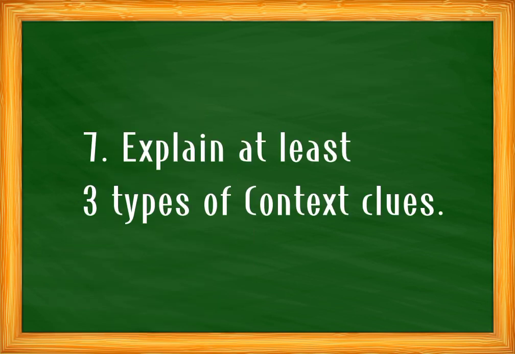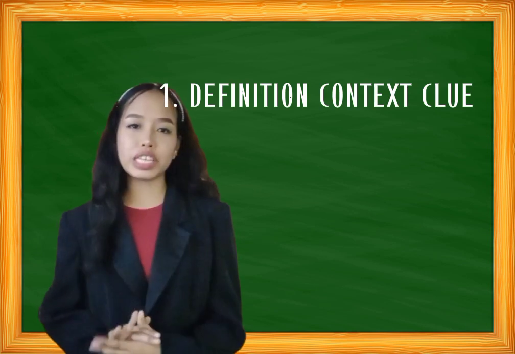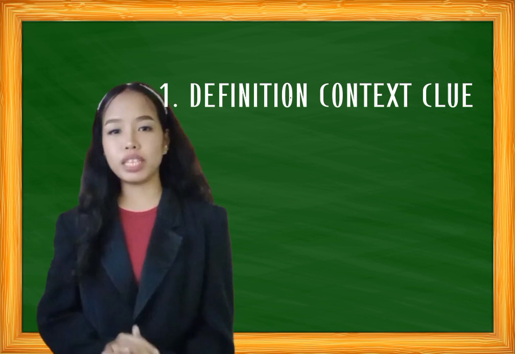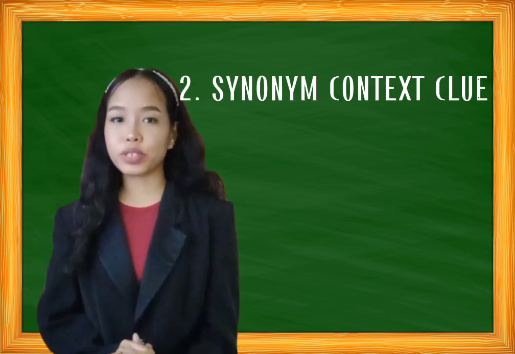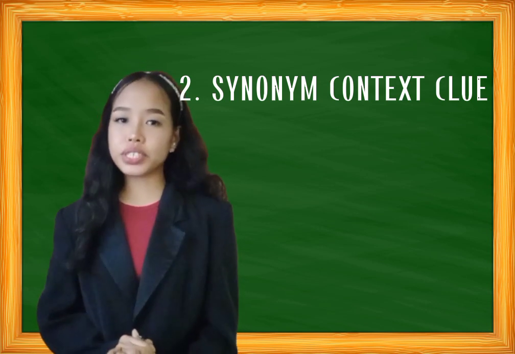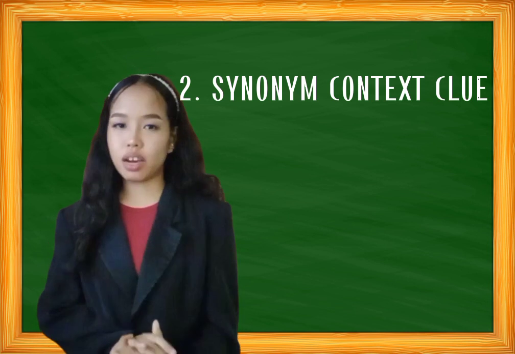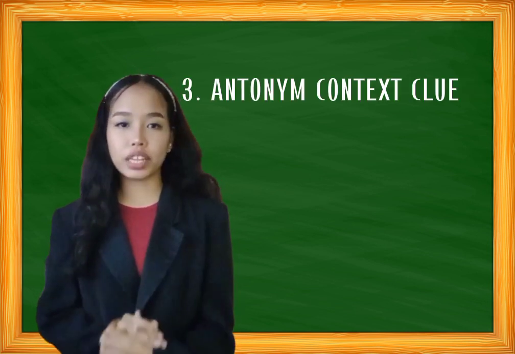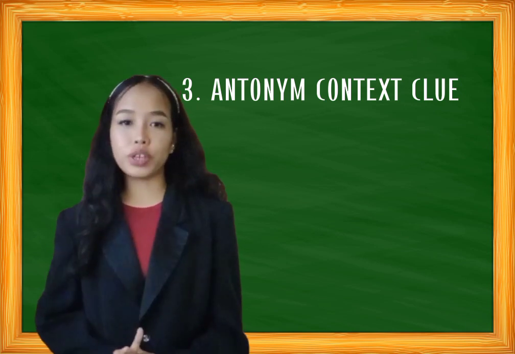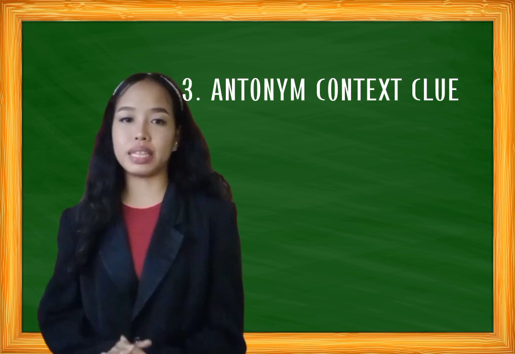7. Explain at least 3 types of context clues. Definition context clue. The author explains the meaning of the unfamiliar word right in the sentence. Synonym context clue. Words similar in the meaning of the unfamiliar word are used. Antonym context clue. The author uses words opposite in the meaning of the unfamiliar word.